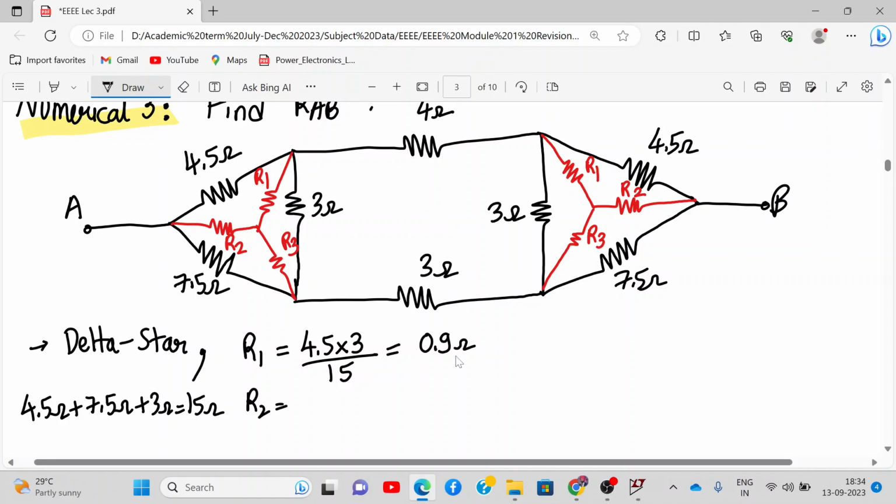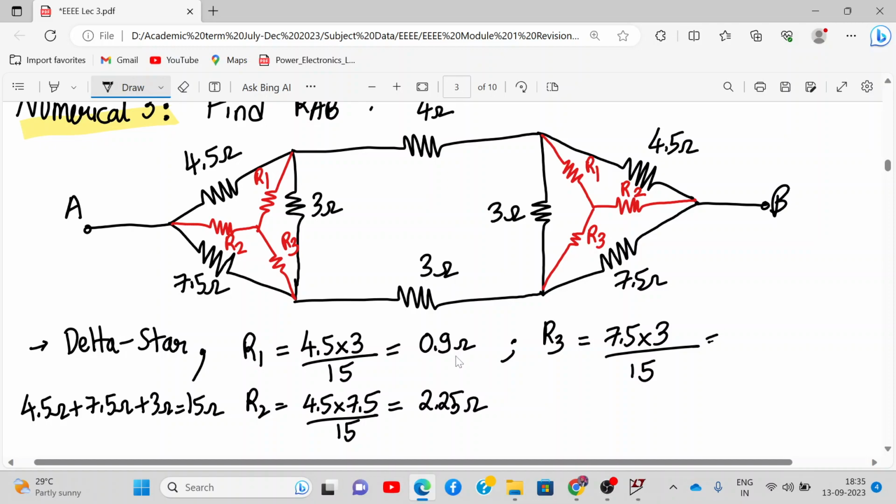R2 is over here. These adjacent values are 4.5 and 7.5. So 4.5 into 7.5 divided by 15 total resistance. This value will come out to be 2.25 ohm. Please calculate this in calculator. So R3 will be, adjacent values of resistance are 7.5 and 3. So 7.5 into 3 divided by 15. This will come out to be 1.5 ohm.